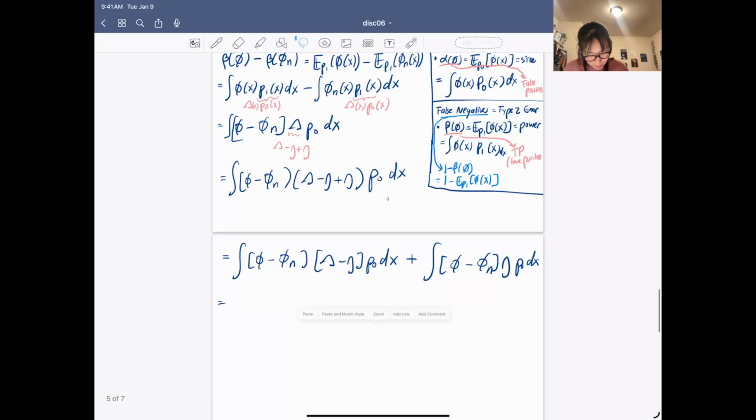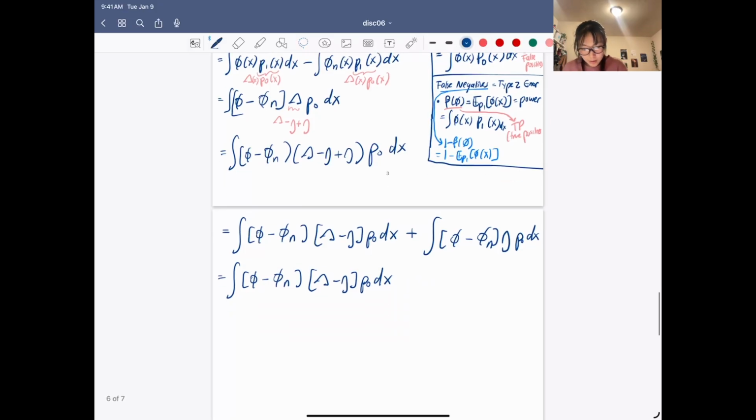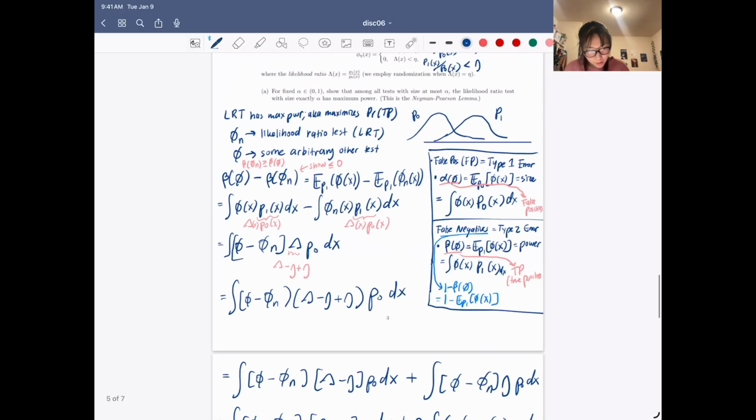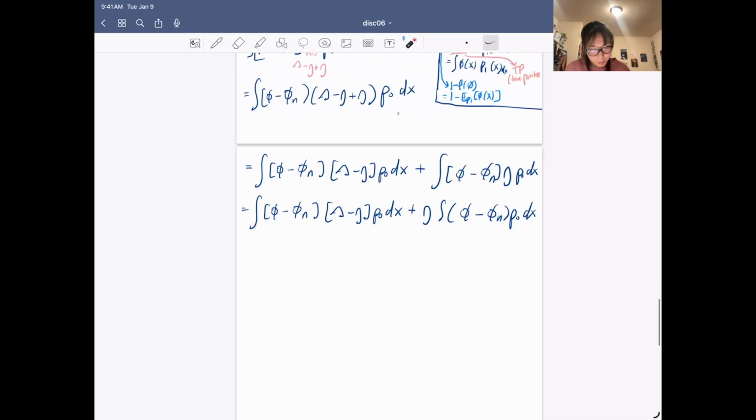Oops, did it paste? There you go. And this right part, I'm going to take out the ida and write it as phi minus phi n p0 d of x. So notice how we started with phi minus phi n, or we started with p1s, and now we only have p0s.